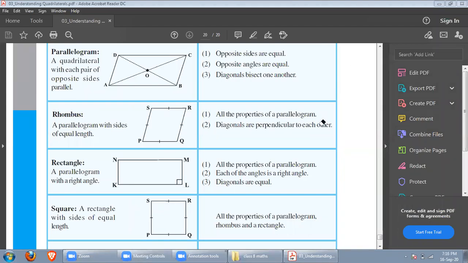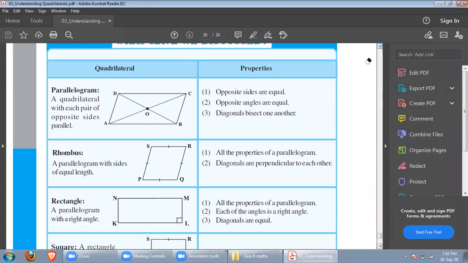So welcome to the class again. In continuation of our earlier class, we will be talking about types of quadrilateral. Okay, special types of quadrilaterals.